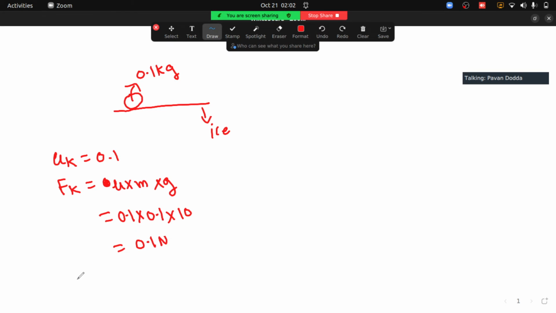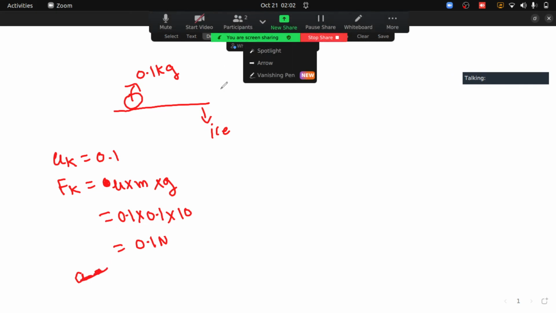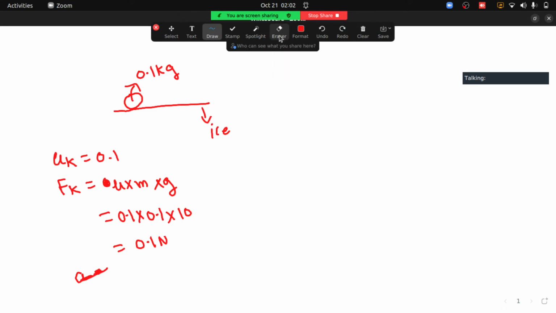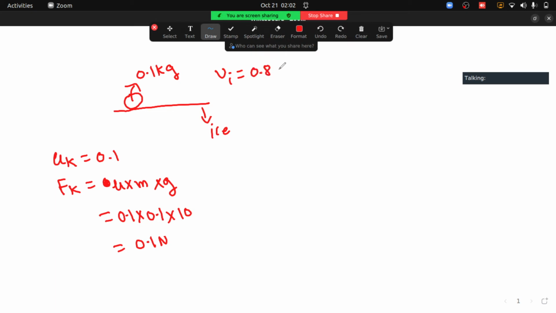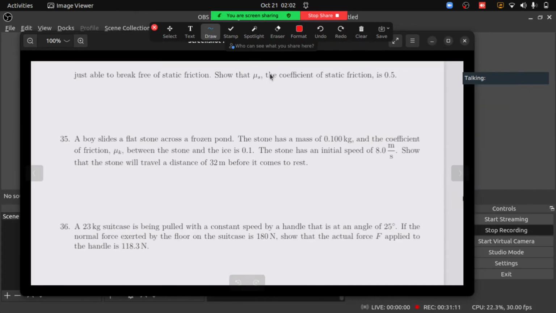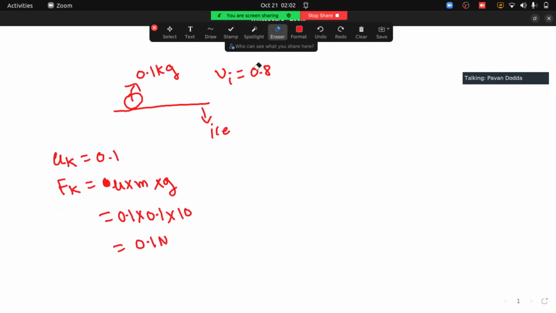Now what is the acceleration of the stone? They also gave us the initial speed, Vi, and it's 8 meters per second. Not 0.8, it's just 8.